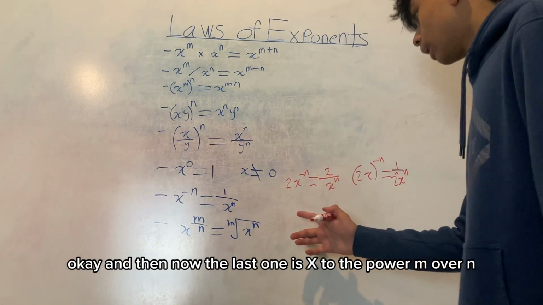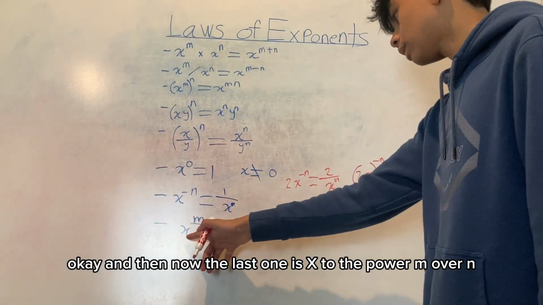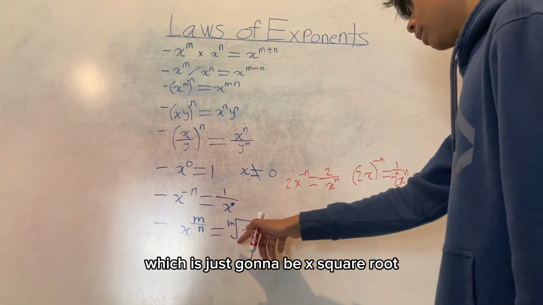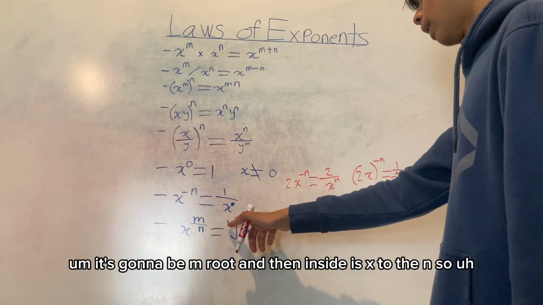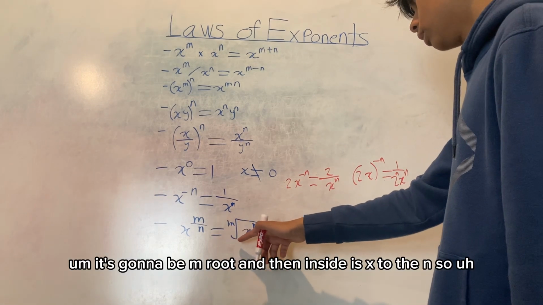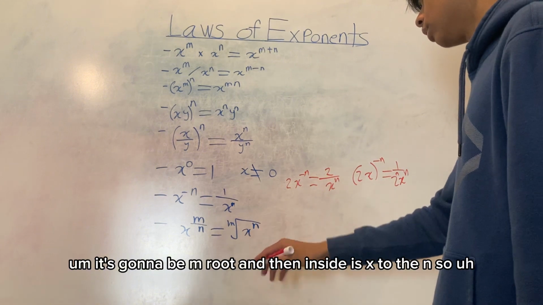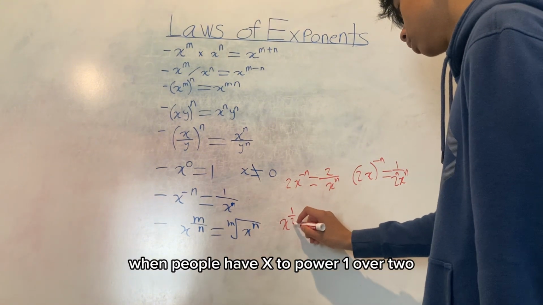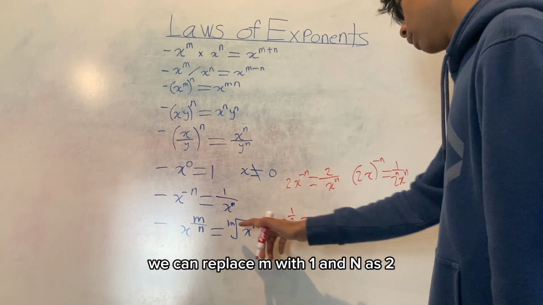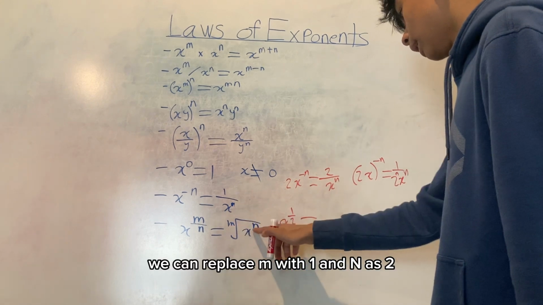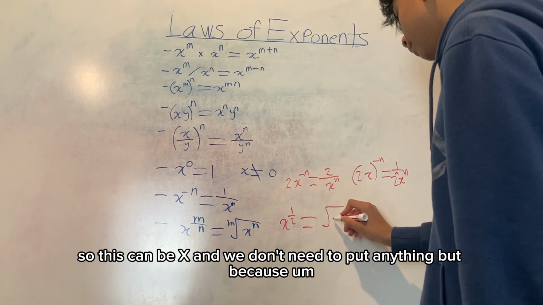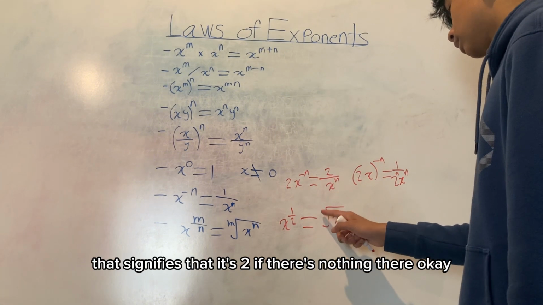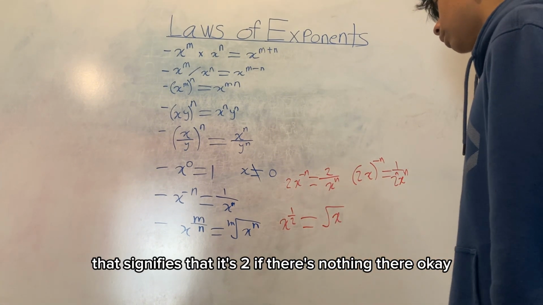Okay. And then the last one is x to the power m over n, which is just going to be the m root, and then inside is x to the n. So when people have x to the power 1 over 2, we can replace m with 1 and n with 2. So this is going to be the square root of x. And we don't need to put anything on the root because that signifies that it's 2 if there's nothing there.